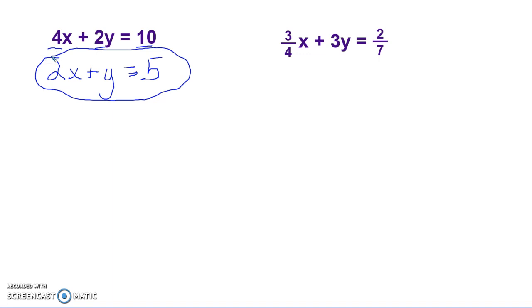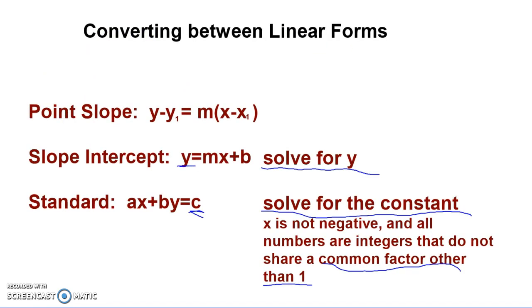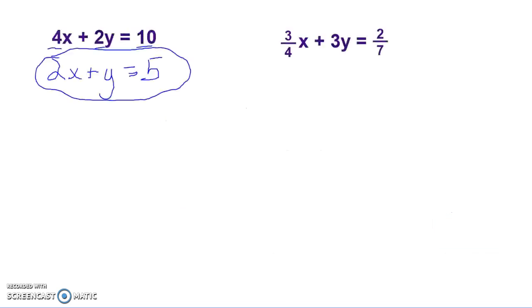Now we have another standard form, ax plus by equals c, but we have 3/4 x plus 3y is equal to 2/7. Just a reminder from the notes, we need all numbers to be integers, which means no numbers can be fractions or decimals, and we have fractions in here. So we have to get rid of these fractions. The first thing I see here is this 3/4 x, so we want to get rid of that.